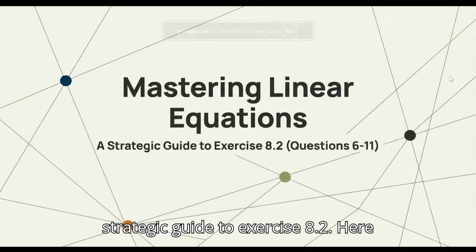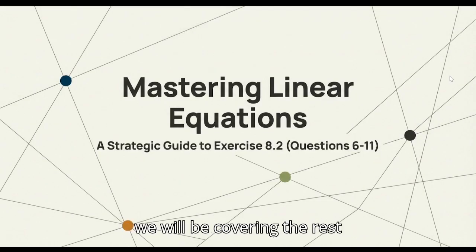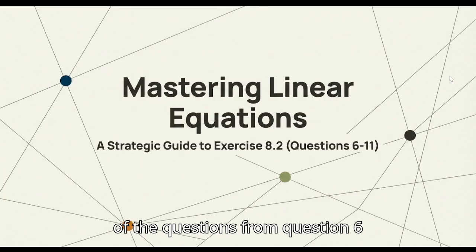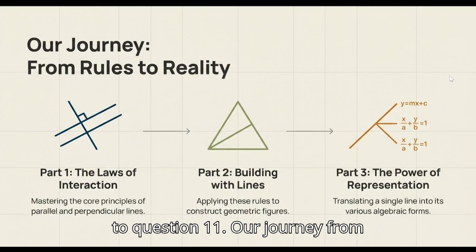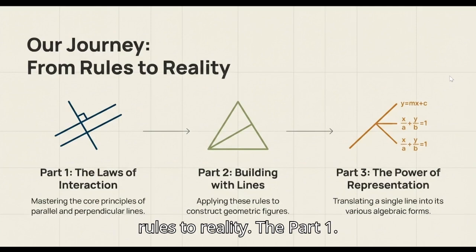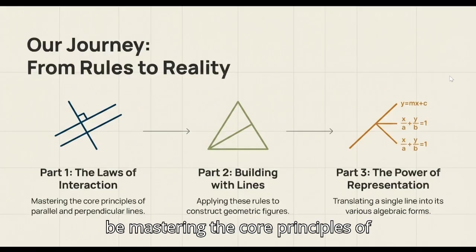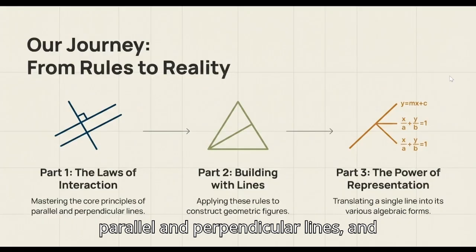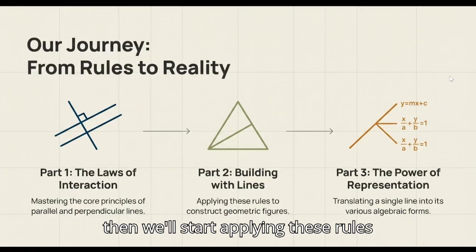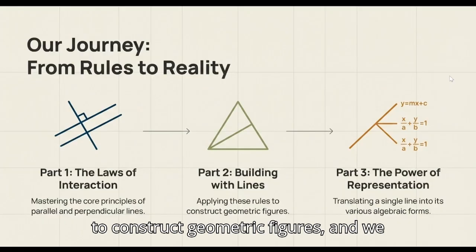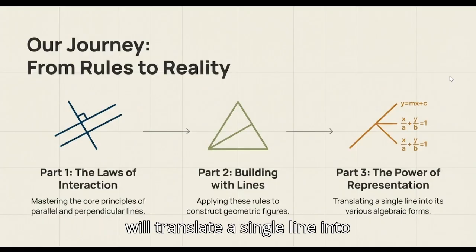A strategic guide to exercise 8.2. Here we will be covering the rest of the questions from question 6 to question 11. Our journey from rules to reality. Part 1, the laws of interaction. We will be mastering the core principles of parallel and perpendicular lines, and then we'll start applying these rules to construct geometric figures and translate a single line into its various algebraic forms.